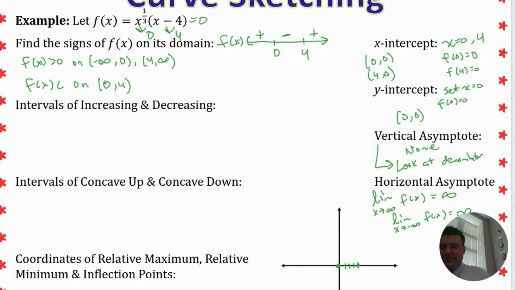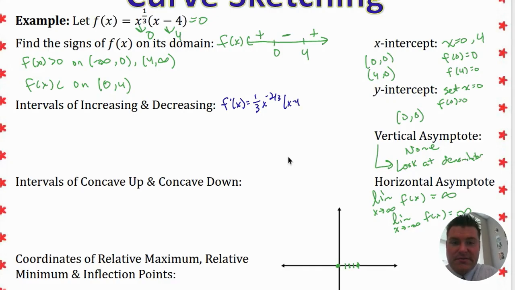Now for intervals of increasing, decreasing, this is going to be some calculus here. So I need to find out what f prime is. So f prime of x, this is going to be some product rule here. So the first is first. So we're going to get 1/3 x to the negative 2/3 times x minus 4, plus x to the 1/3. The derivative of x minus 4 is just going to be 1. So it looks like this times 1.